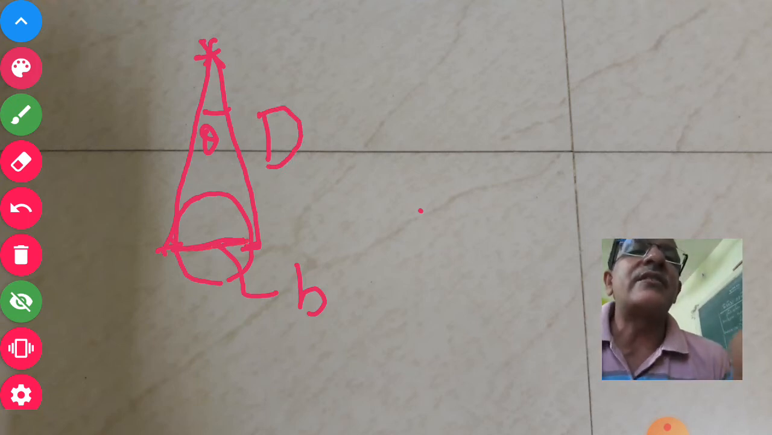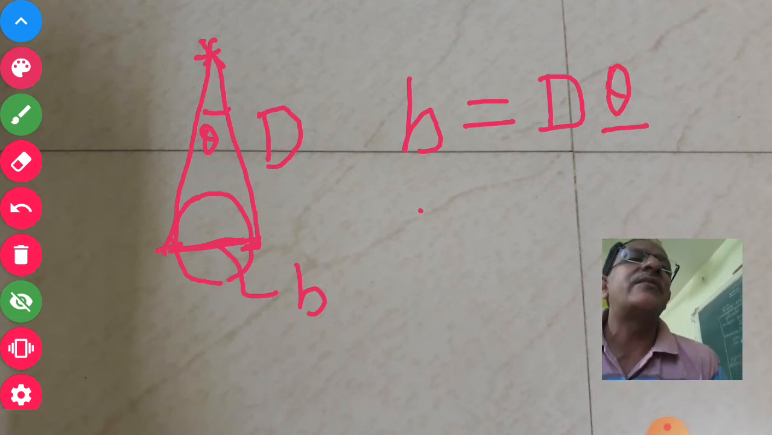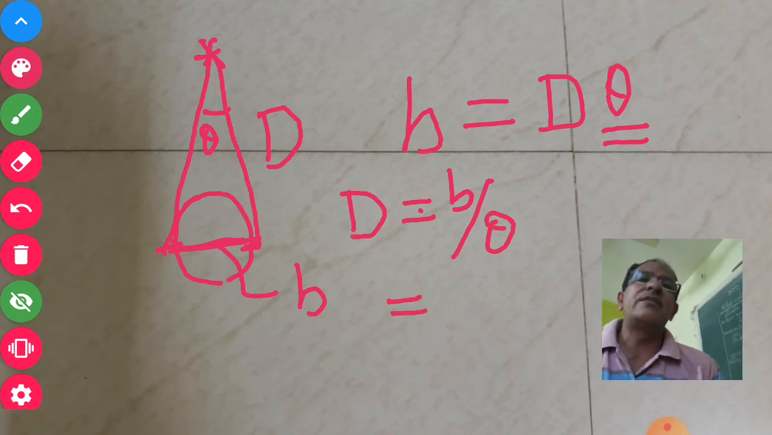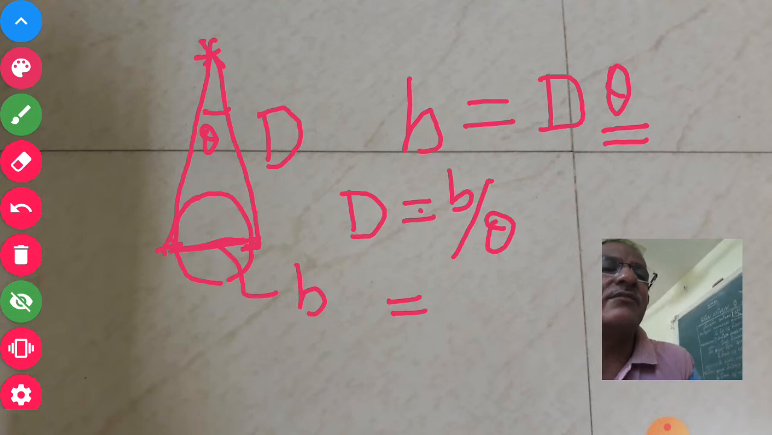So this arc b is equal to radius d multiplied by theta. Theta we found in radians. So d, that is capital D, can be b upon theta, and the value of b is given to us. It is 1.276 into 10 raised to 7.